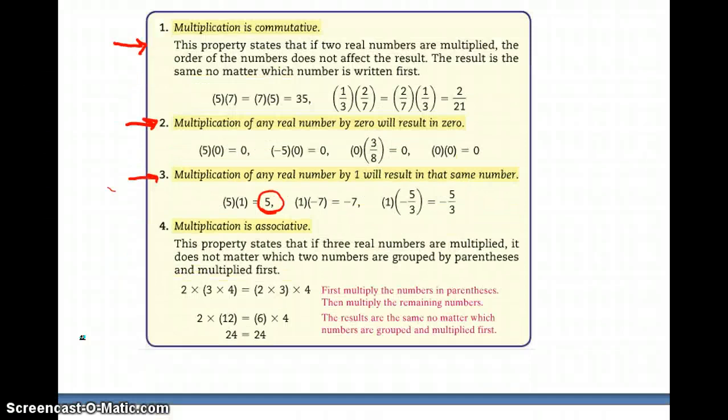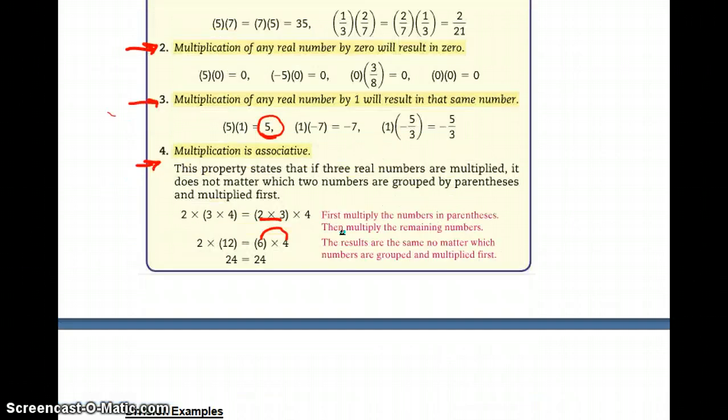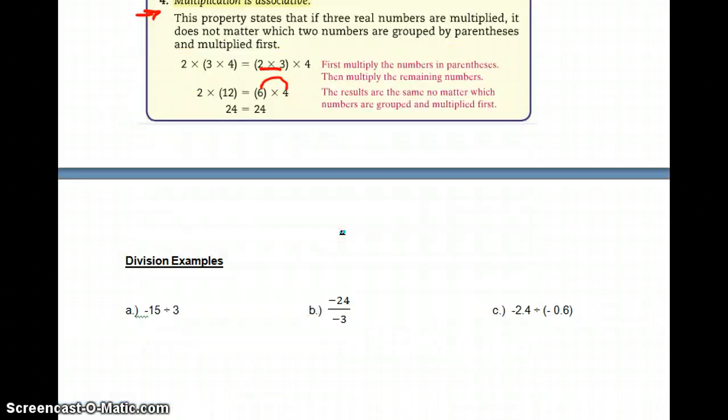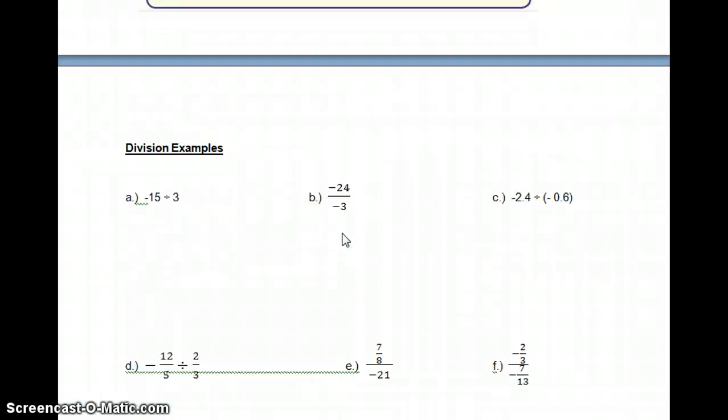And lastly, the multiplication property is associative. That means that we can group our numbers any way that we want to make our multiplication easier. Someone might look at this first problem on the left-hand side and say, I want to do 3 times 4 and make 12, and then do 2 times 12 is 24. Somebody else might look at that and say, well, I want to group it and make it 2 times 3 is 6, and 6 times 4 is 24. Completely up to you.